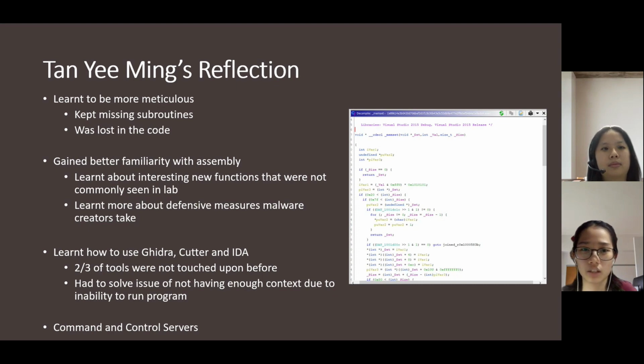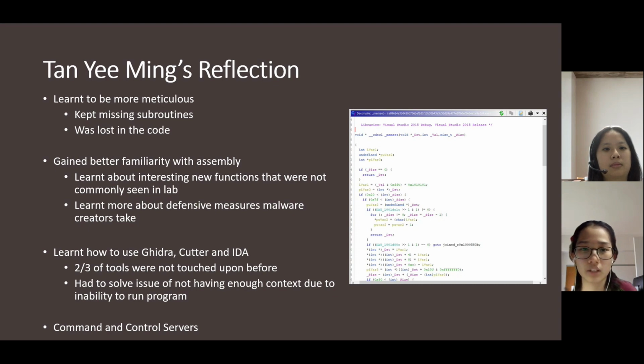which means structured exception handling. It's actually a very important function in a lot of executables, as it provides exception handling support for any sort of executable. So that was definitely very new and fresh, because this is not commonly seen or taught in the classroom.